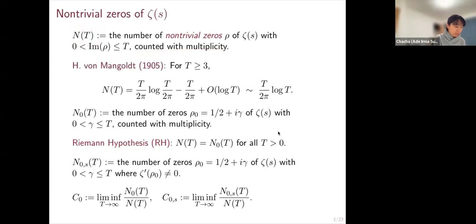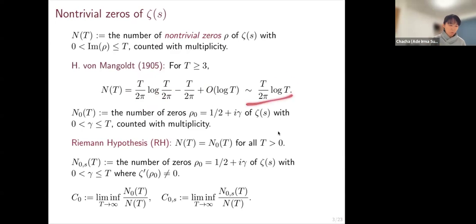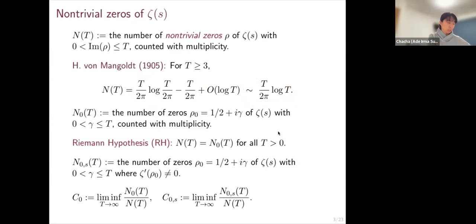Now, we know that this number is asymptotic to t over 2 pi log t over 2 pi. You can have a second order term, which is minus t over 2 pi, and you can also combine them with that term over here. But we will only use the main term, which is t over 2 pi times log t. That is exactly the asymptotic of this number of zeros up to some given height t. We have some error, which we don't care about right now. Now, we also want to count zeros which are exactly on the half line.